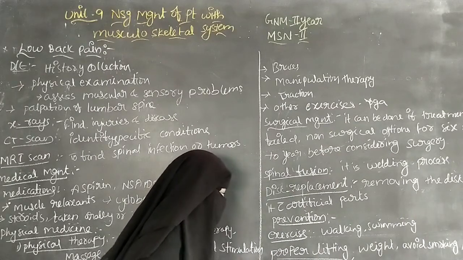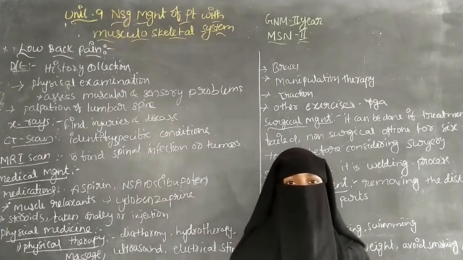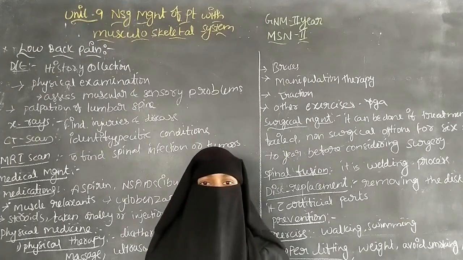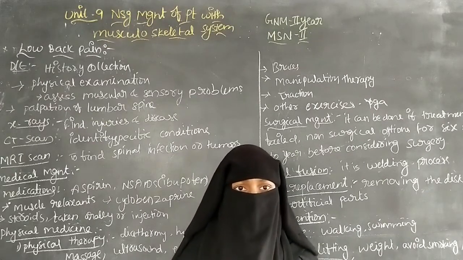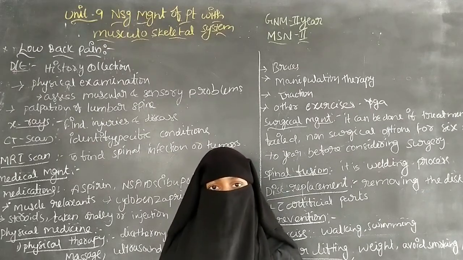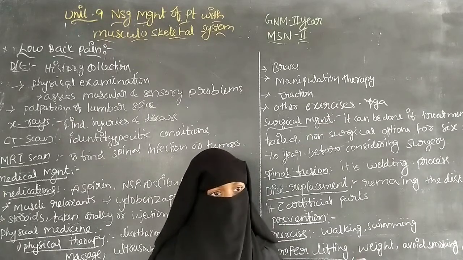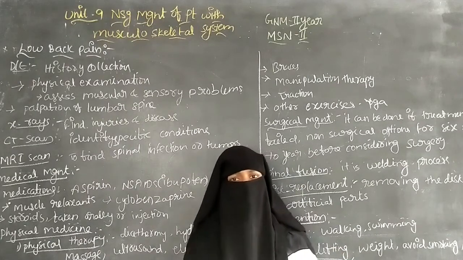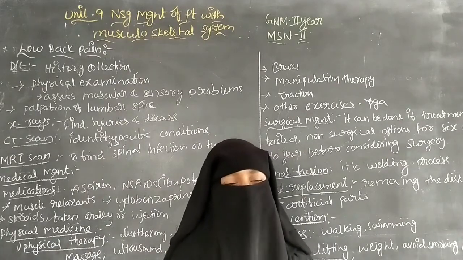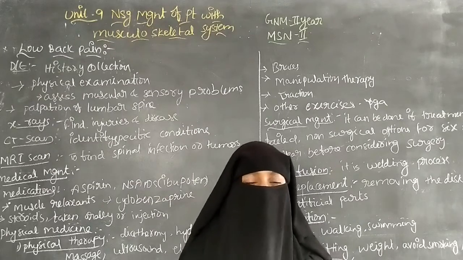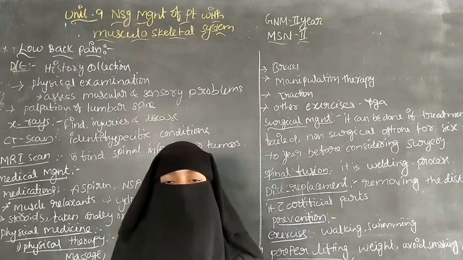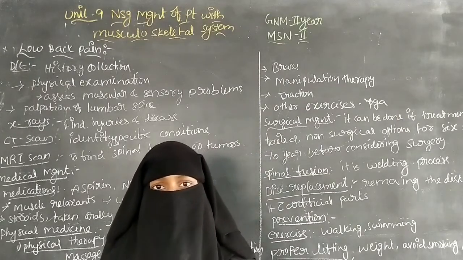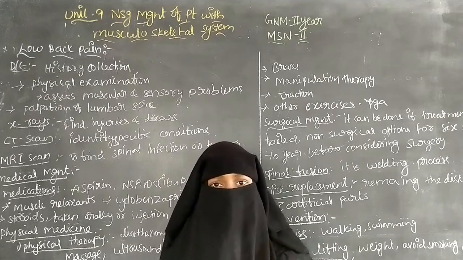So next one is proper lifting. While lifting heavy objects, we should not put more pressure on the back. By lifting any heavy objects, we can keep the pressure on the knees, and the back should be straight. Because of improper lifting, there is a chance to get back pain. So while lifting heavy objects, we should maintain body mechanics to reduce the pressure over the back, and more pressure should be kept on the knees.